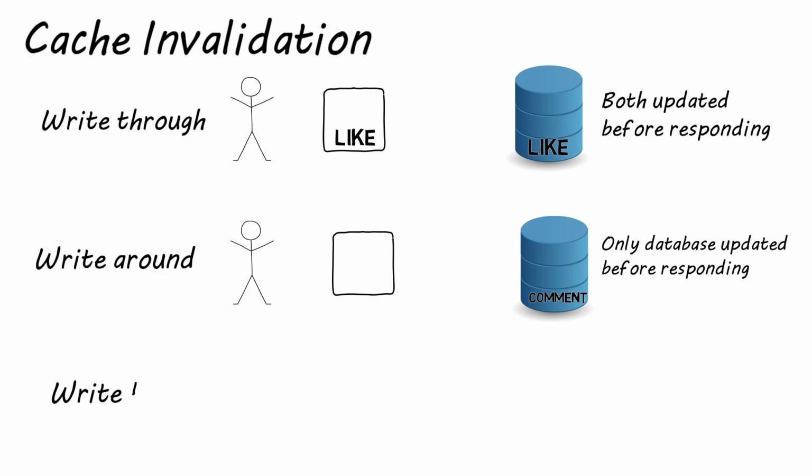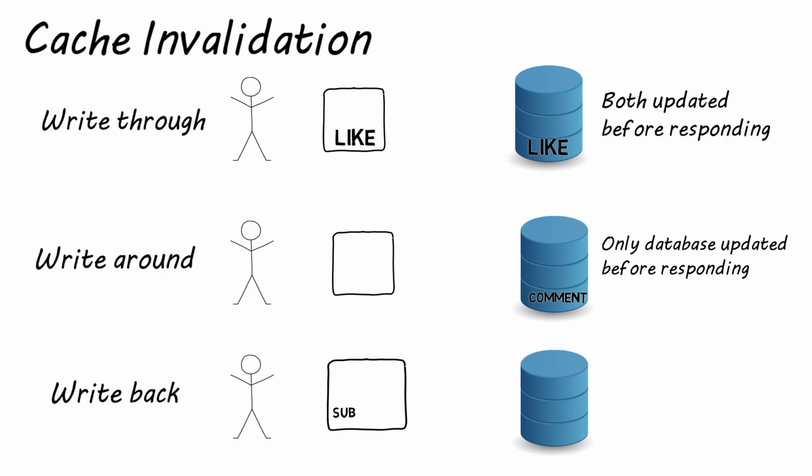And lastly, you can write back a cache. Here you would only update the cache and return the completed response straight away, keeping latency low and throughput high. The problem with this is until you schedule your database to be updated, the system is at risk of data loss.